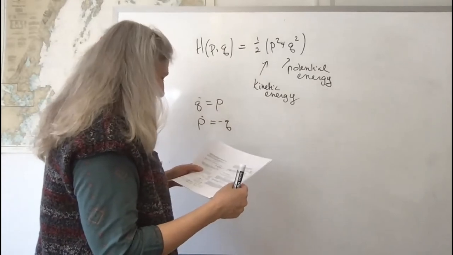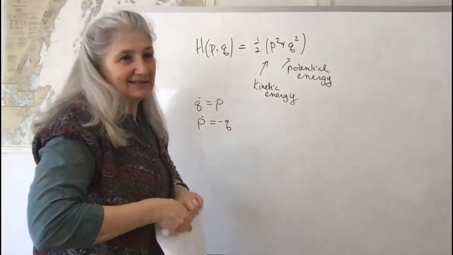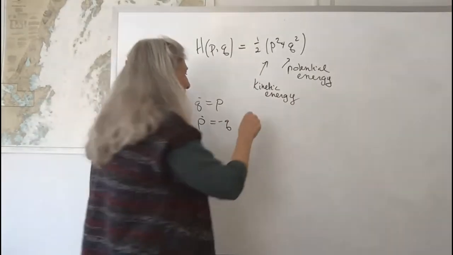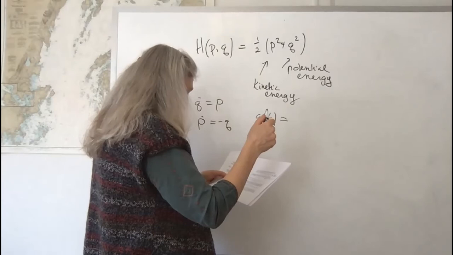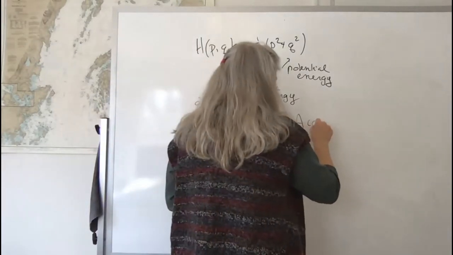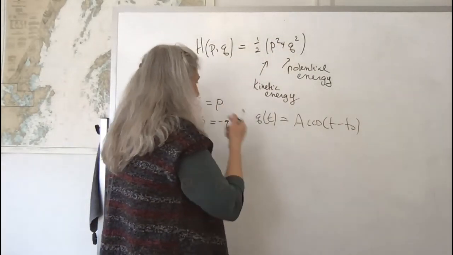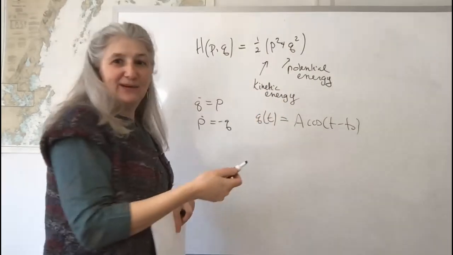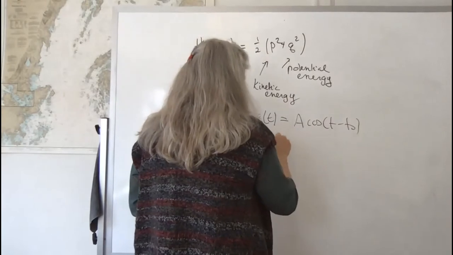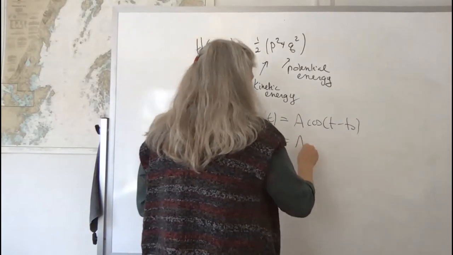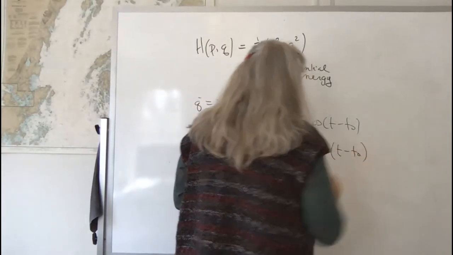Okay, so what's the solution of this? A general solution to the harmonic oscillator is something that oscillates. So we have Q of T equal to A cosine of T minus T0. That's a solution. With m equals 1 and k equals 1, that's equivalent to saying omega is 1. And P of T is just the time derivative of this: cosine goes to minus sine, so minus A sine of T minus T0.